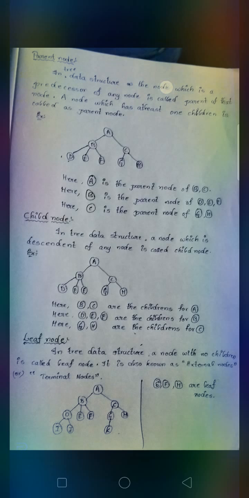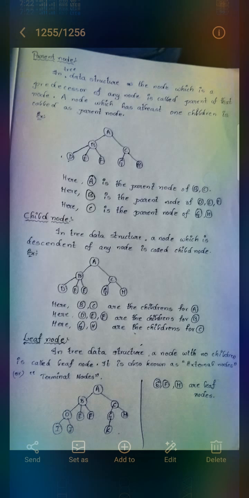Next topic, parent node. In a tree data structure, the node which is a predecessor of any node. Here, A is the predecessor of B, then A is the parent node for B. A is the predecessor of B and C, then A is the parent node of B and C. A node which has at least one child is called a parent node.